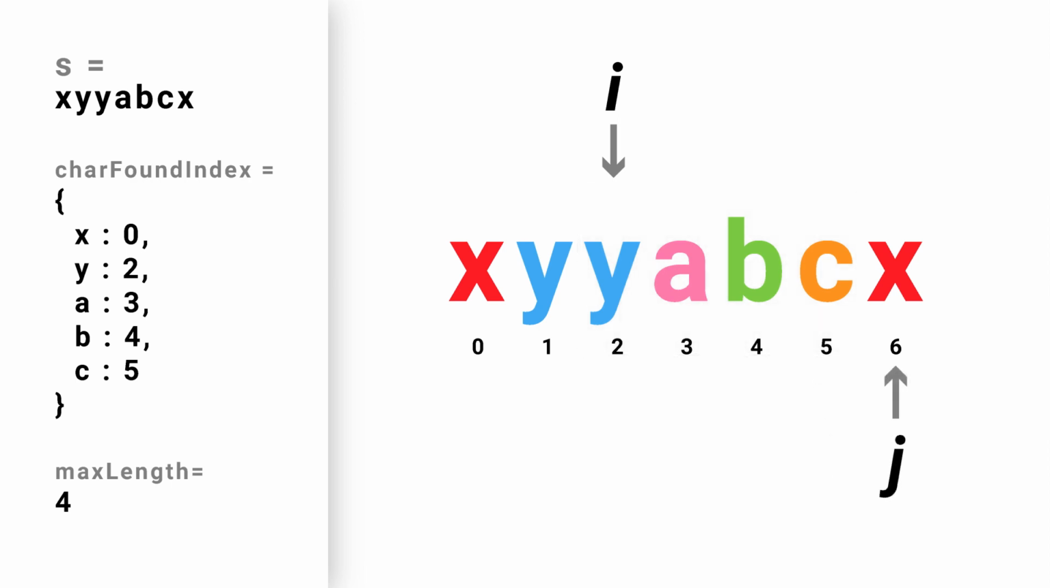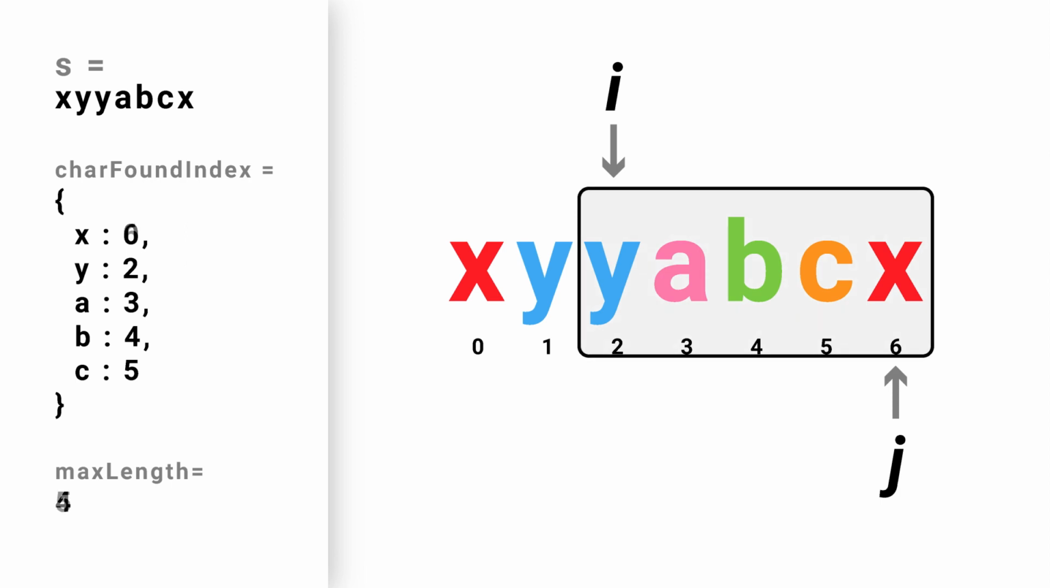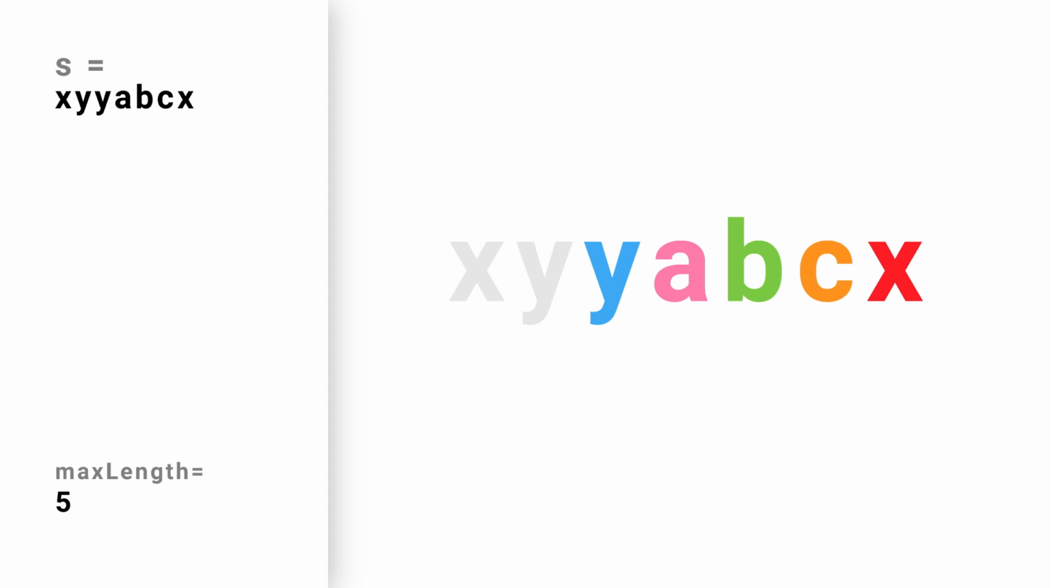Now we will move the pointer j to the next character. Here character x is found at index 6. If we look at the dictionary, we have already found the character x at index 0. But the pointer i is already ahead of index 0 and at a maximum index at which there are no repeating characters. Therefore, in this case, we don't have to move the pointer i. And there are 5 characters between the pointers i and j. So the longest substring without repeating characters is 5. And this is the final result we have.